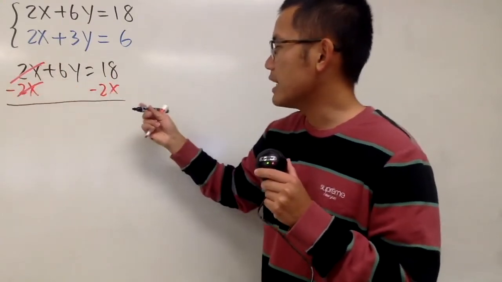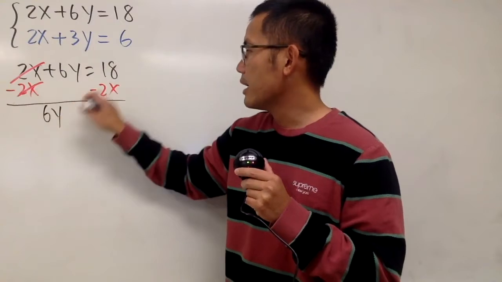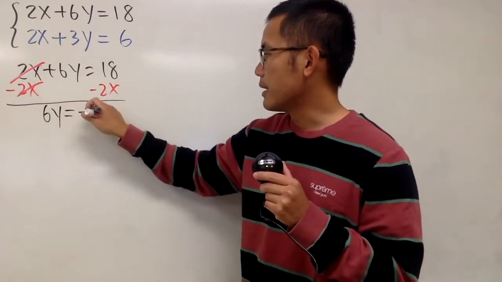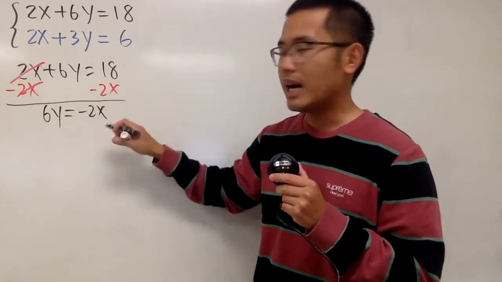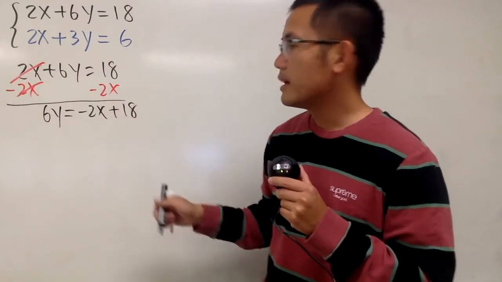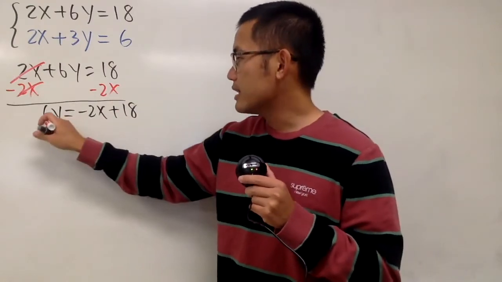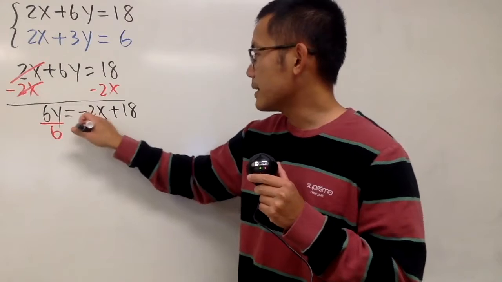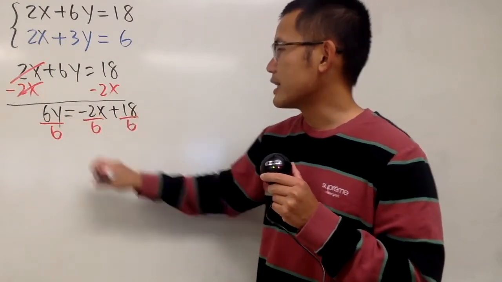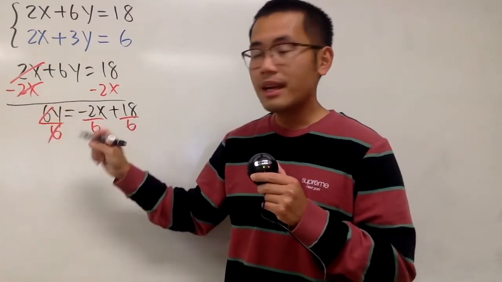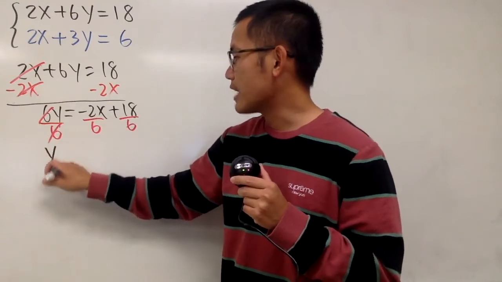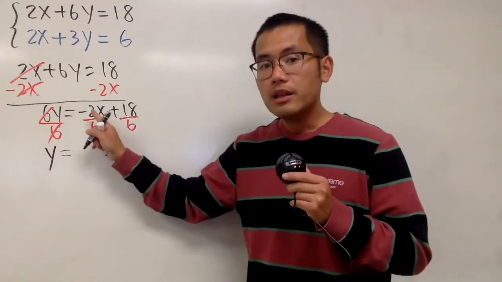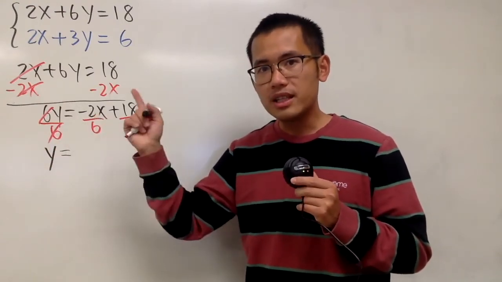And then we see that this is 6y, and let's write down equals, and this is minus 2x. Write that down first, and then we have plus 18. And then let's go ahead and divide everybody by 6. Divide this by 6, divide this by 6, and so is that. So cancel, cancel. And that will give us y by itself, and that's equal to negative 2 divided by 6, we get negative 1 over 3.